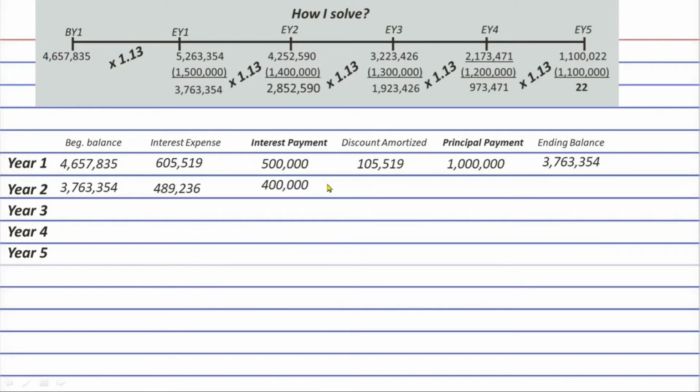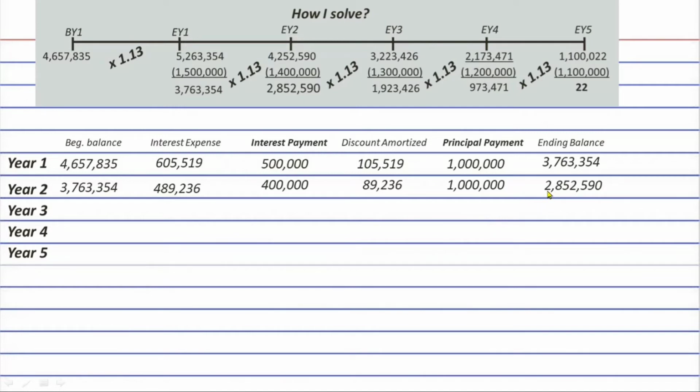And again, the difference of the actual interest expense or the effective interest expense and this agreed interest payment is again the discount amortized. And then the next column is the agreed principal payment, which is still 1 million. Now, to get the ending balance in year 2, we have 3,763,354 plus the discount amortized of 89,236 minus 1 million equals 2,852,519. And I did that second option to fill up this table faster.